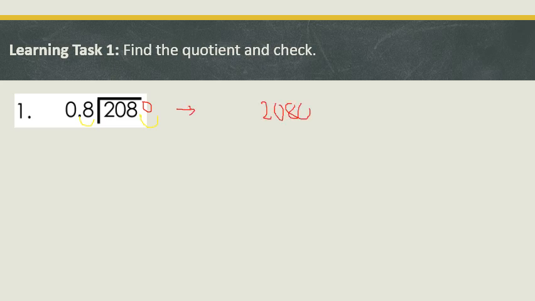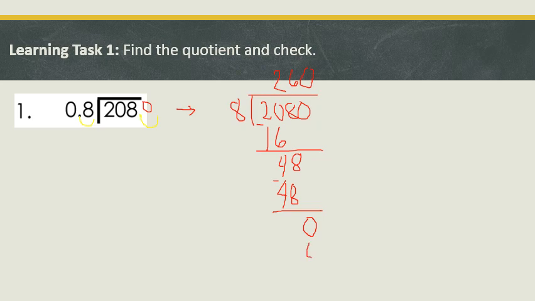Kaya ang mangyayari sa kanya, 2080 divided by 8. Then, 20 divided by 8 is 2. 2 times 8 is 16. 20 minus 16 is 4. Bring down 8. And 48 divided by 8 is 6. 6 times 8 is 48. 48 minus 48 is 0. Bring down 0 again. 0 divided by 8 is 0. 0 times 8, 0. 0 minus 0 is 0. Walang remainder. So, ang answer natin dito is 260.